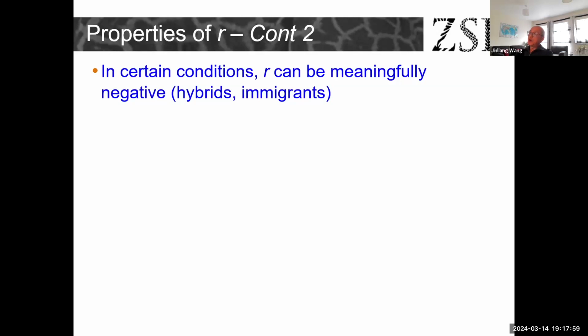Yes, under certain conditions, relatedness can be meaningfully negative. This is true, for example, when we have some hybrids or immigrants from other populations, and we estimate the relatedness relative to the resident population as a reference. Those individuals tend to be less related to the resident individuals, so they have a negative value. In this case, it's better to use the correlation definition of relatedness rather than the probability definition, because negative values are impossible with probability.